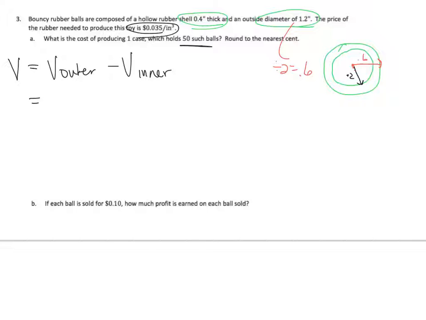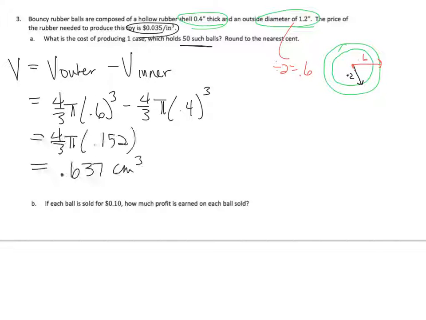So we are going to have 4/3 pi r cubed minus 4/3 pi r cubed. Okay, pause for a second, let me calculate that. So I calculated the volume of the rubber needed for each individual ball is about 0.637 inches cubed. I have 50 of those. That gives me 31.8 inches cubed total.